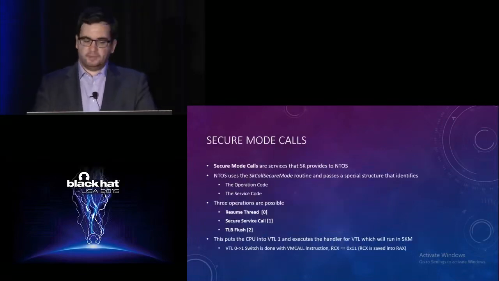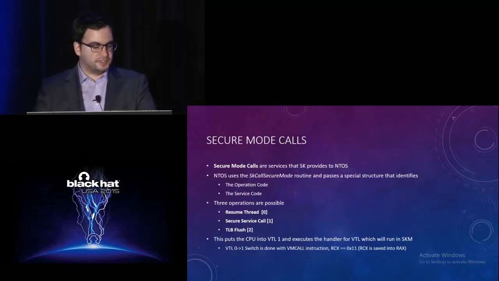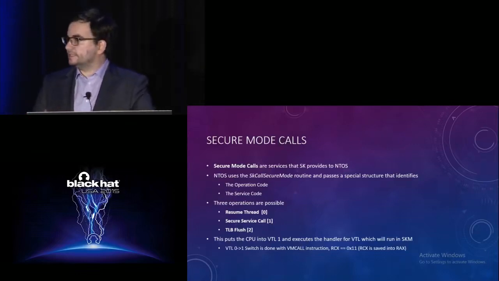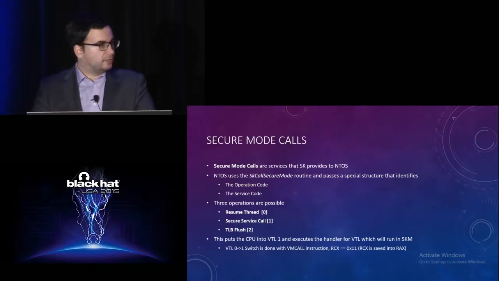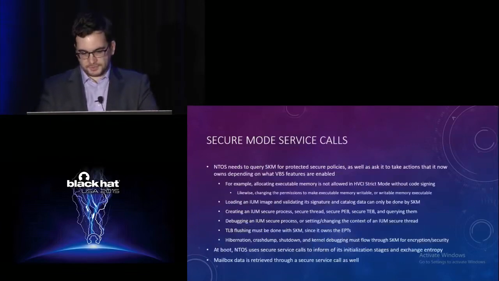Now, what SKM provides are secure mode calls. Secure mode calls are things in the secure kernel that NT may need to call. Those are defined by an operation code and a service code. There are three operations possible: resuming a thread, doing a secure service call, or flushing a TLB. From NTOS, from the normal world, you perform a secure call through the VMCALL instruction. So you use the hypervisor hardware extension to do this. You put 11 into RCX, and this takes you into VTL1, and you can do one of those operations.